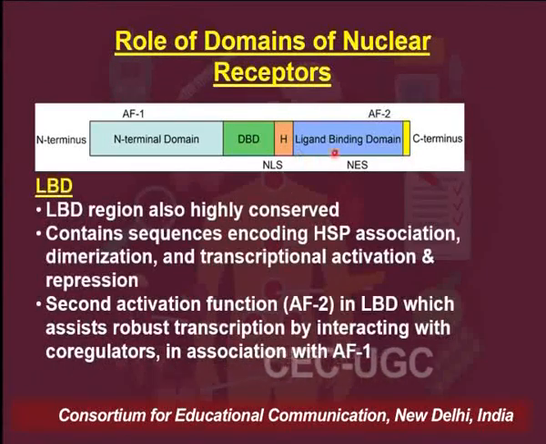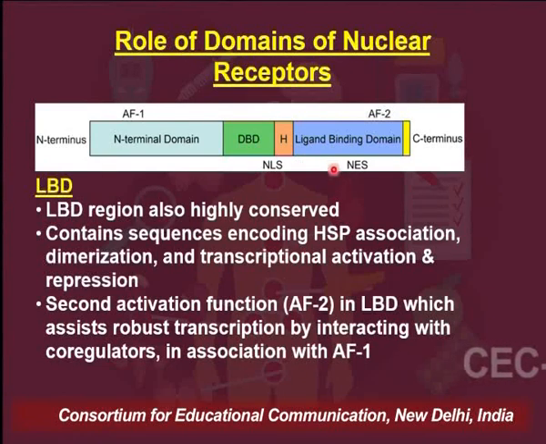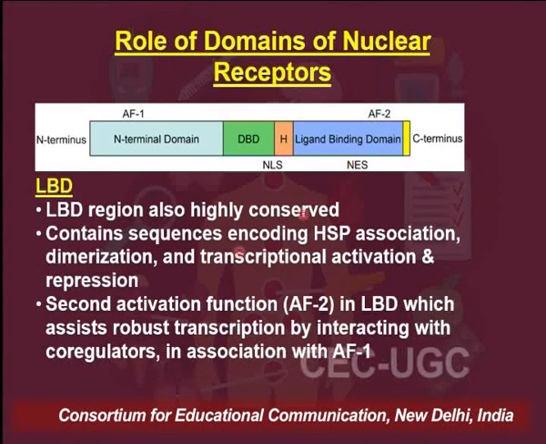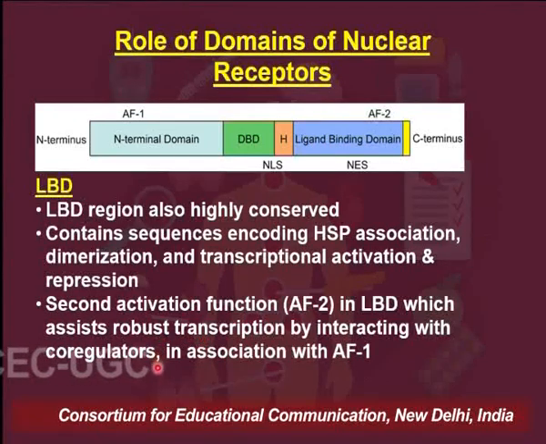With regard to the ligand binding domain, this region is again highly conserved and it has a sequence which encodes and attracts the association of heat shock proteins. It helps in dimerization and transcriptional activation or repression also. And as you can see here, this region contains the second activation function domain, which will assist in the robust transcription by interacting with co-regulators along with the AF1.